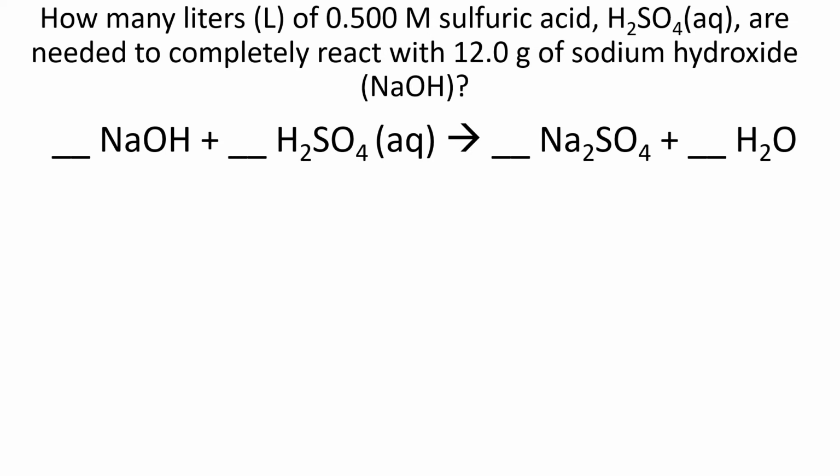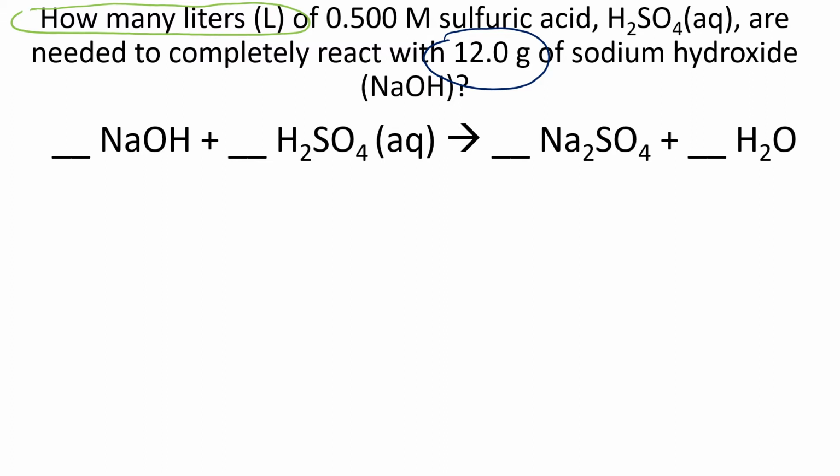Okay, so how many liters of a 0.500 molar solution of sulfuric acid are needed to completely react with 12.0 grams of sodium hydroxide? So first thing you gotta do is know what you're starting off with, your known, and what you're trying to find, your unknown. So you're starting off with grams of sodium hydroxide, and you're trying to get eventually to liters of something. So this is a grams to liters conversion, so that means we need molar mass eventually, and also you got to use that molarity up there.